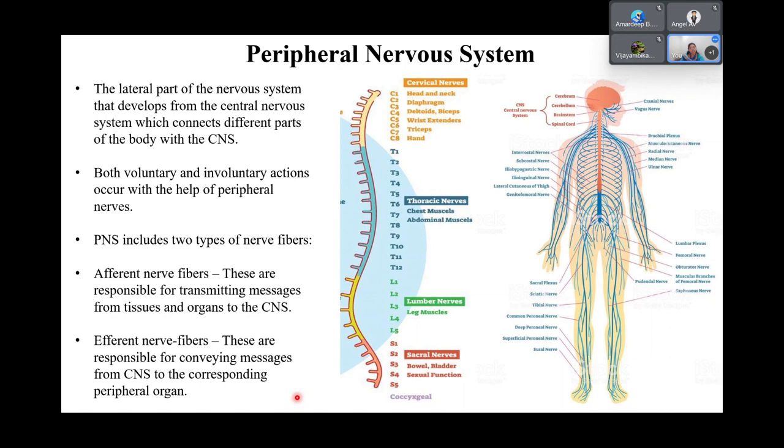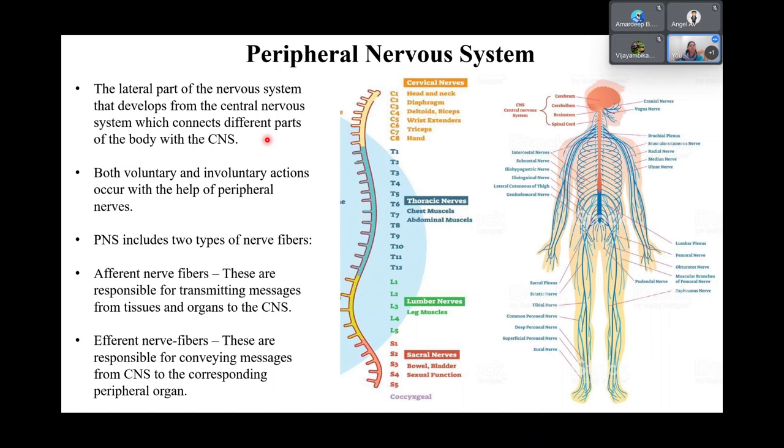So the peripheral nervous system develops from the central nervous system, but it goes on to connect with different parts of the body. Because they receive information from all the parts of the brain and the spinal cord, they control both the voluntary and the involuntary actions. But they do so on the basis of different nerve systems. That's how they get divided into autonomic and somatic. We'll come to that.